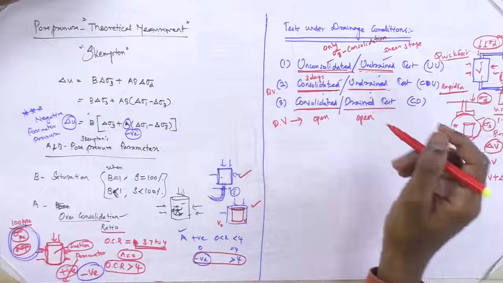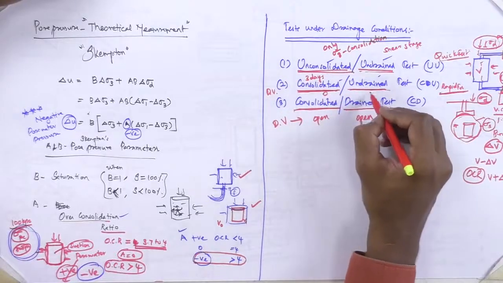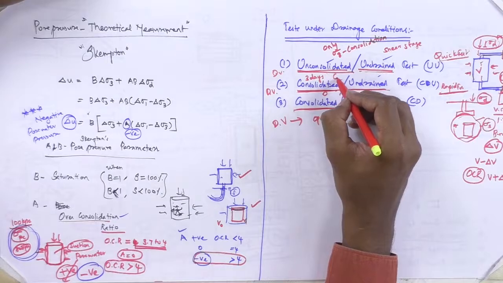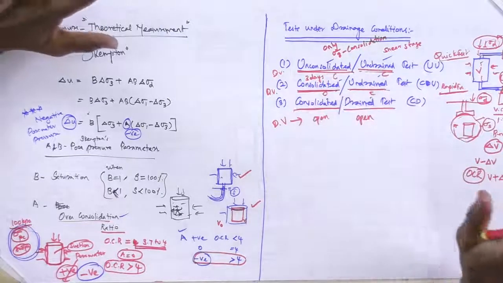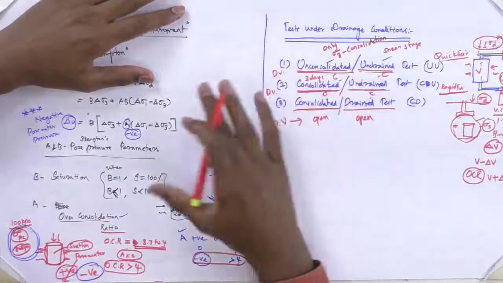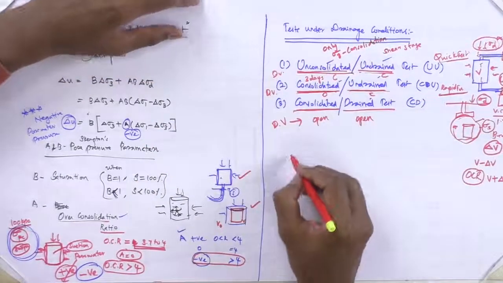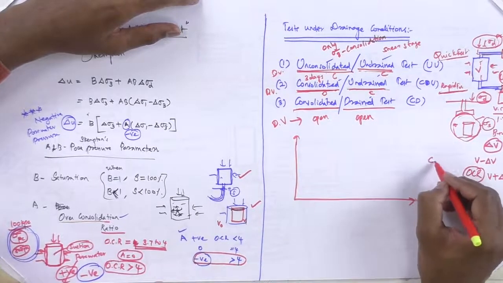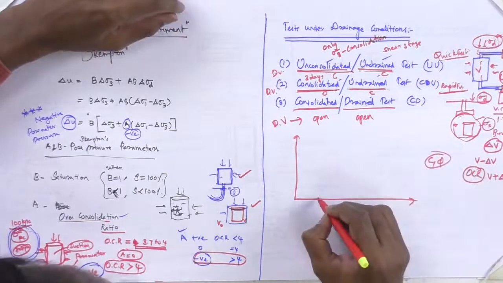So the drainage valve, it is open, or closed. And the drainage valve will be closed. So this is how we can do tests under different drainage conditions. By the way, how to get C and phi, sir? How to get C and phi in this case?